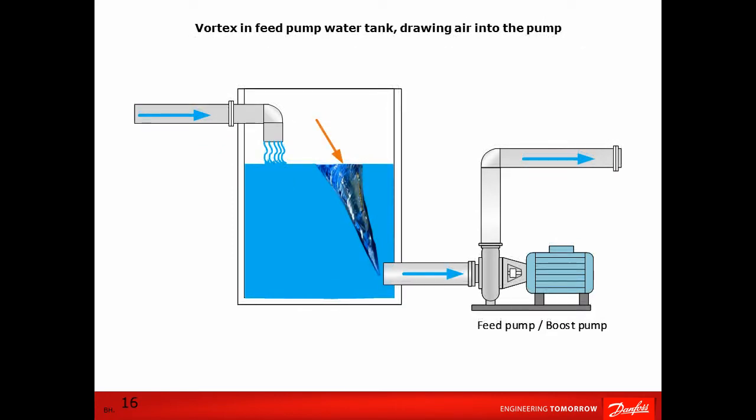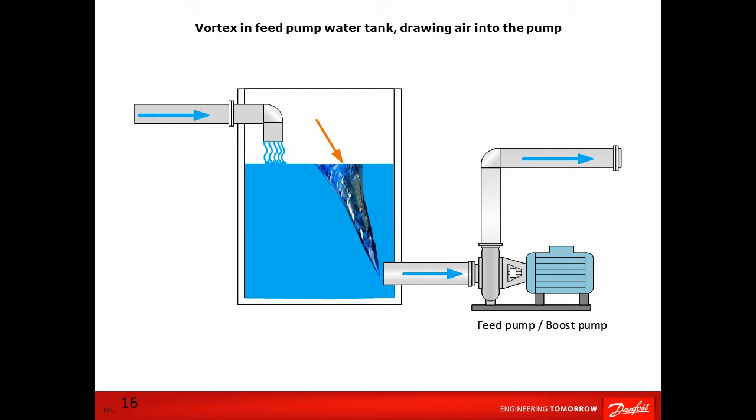Here, you can see a system with a vortex that generates air which enters the feed pump. A vortex is a swirl, like the one you see in your bathtub when the bathtub is almost empty. If you look closely at the swirl, you can see that the swirl draws air into the water flow.